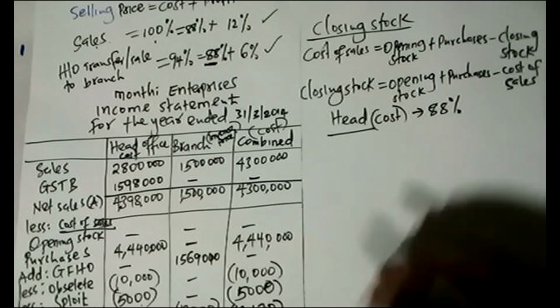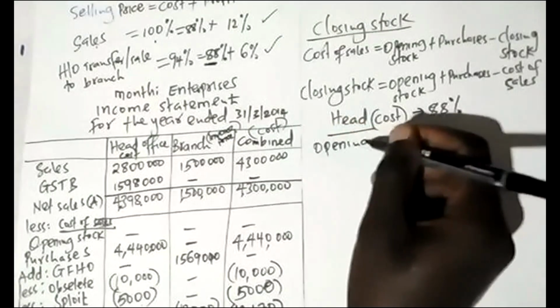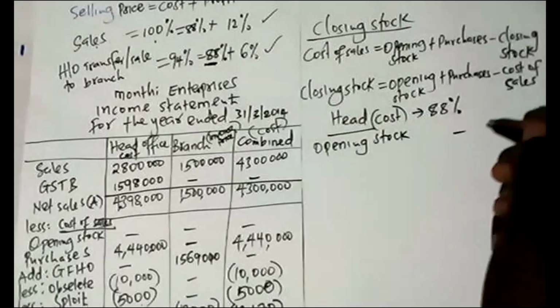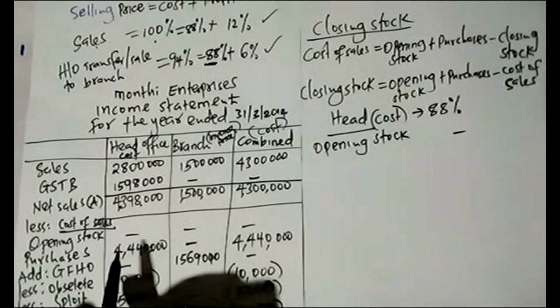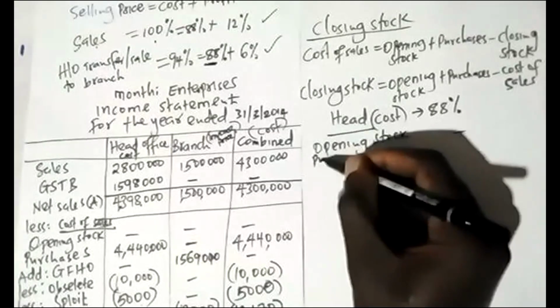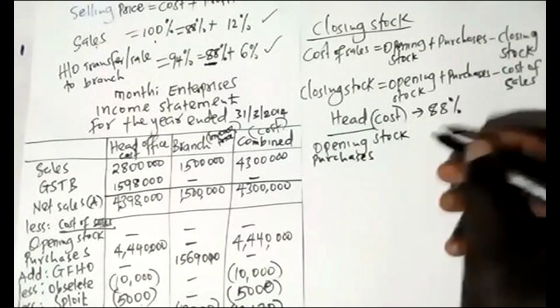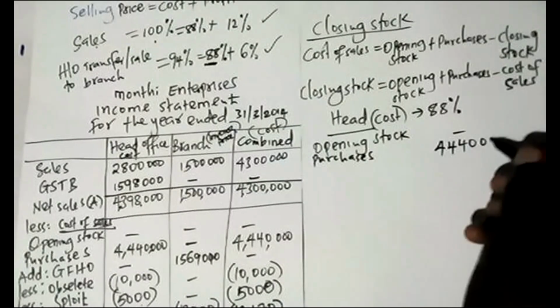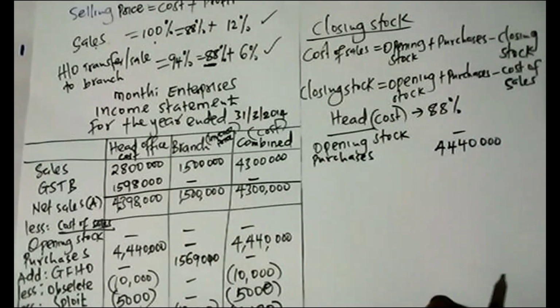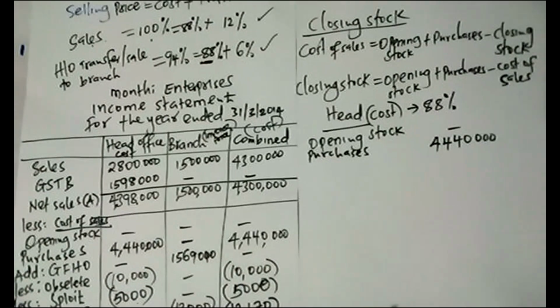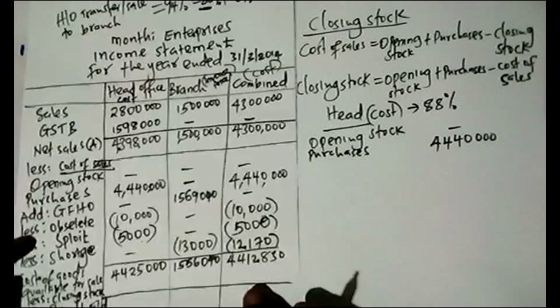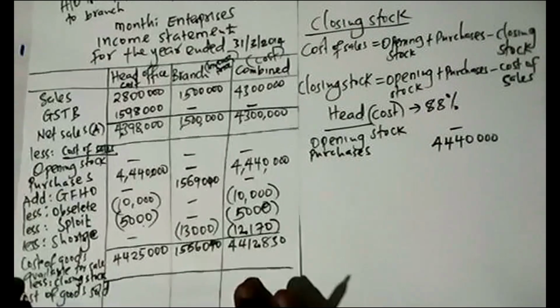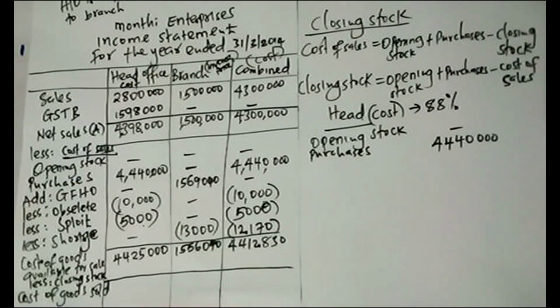So we start with opening stock. Opening stock was not there. So this is the column I'm checking on. Purchases was 4,440,000 because it was from two areas: purchase of materials, that is packaging materials, and the purchase of toys. Then again, we have to raise the obsolete, and we have some spoiled. So that one we have to subtract. Then again, we have to subtract some goods sent to branch.